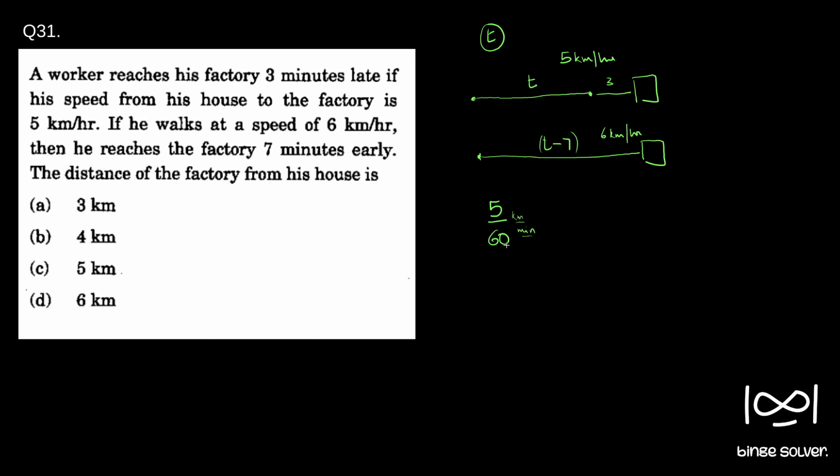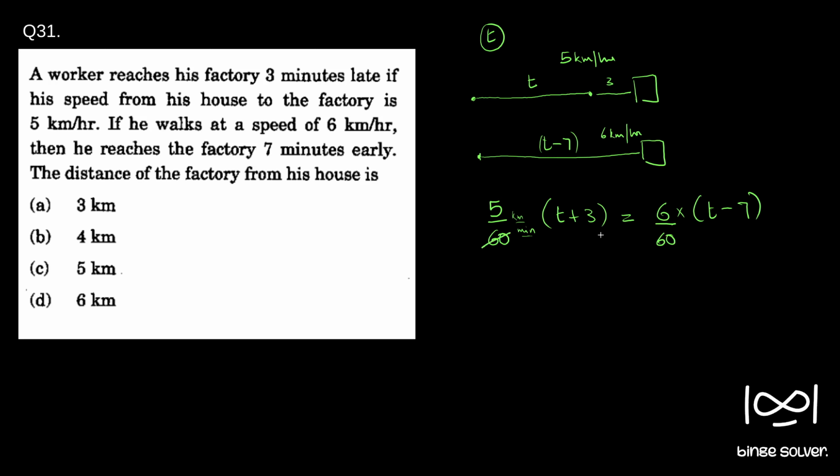To get minutes, we divide by 60. So 5 by 60 into t plus 3, the time taken in minutes to reach the factory, is equal to 6 into t minus 7, right? Simple equation. The distance is the same. So he walked from here to here at a speed of 6 km per hour in t minus 7 minutes. So these two are the same. So if you equate, here also 6 by 60 is there, since it's also kilometer per hour.